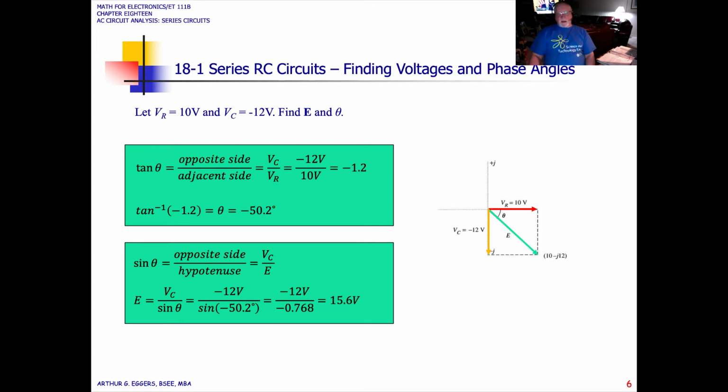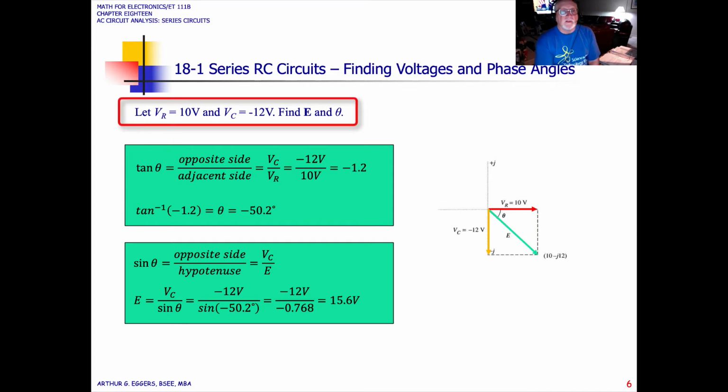So there's a lot of examples in this text, and I'm going to go ahead and go through all of them, because the more we practice them and the more we're exposed to them, the more it's going to make sense to you. So in every case here, they're going to give us some values, and we are going to apply them to the relationships. So if we let the voltage across the resistor be a 10-volt drop, and the voltage across the capacitor be a negative 12-volt drop, they want us to find E, the applied voltage, and the angle theta.